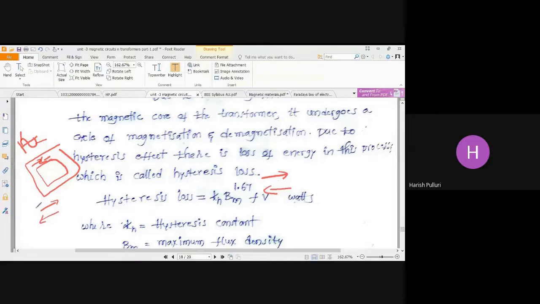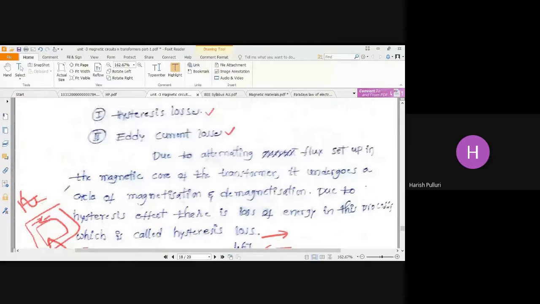The flux direction changes, but the change doesn't happen immediately in the transformer. It takes some time. In that time, what happens? Some amount of energy is utilized to change the direction. That energy we call hysteresis loss. That is unnecessary, right? When the flux changes, the flux direction also has to change, but to change this direction it takes some amount of energy. That is what we call hysteresis loss.